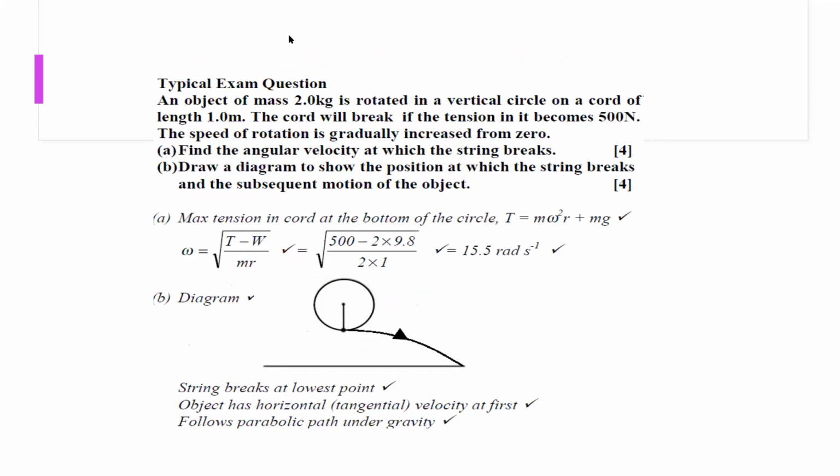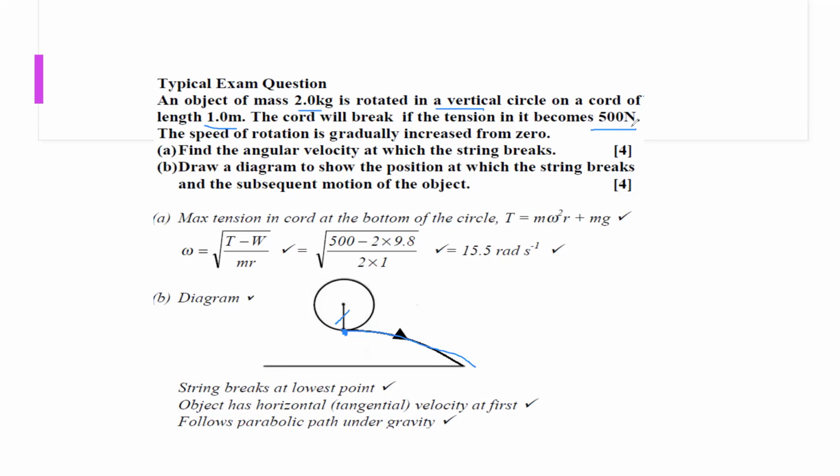An object of mass 2 kilogram is rotated in a vertical circle. So the object is moving in a vertical circle. Actually, what happens when the cord breaks, the object will move tangentially to the curved path. It's rotating in a vertical circle on a cord of length 1 meter. So the length of the cord is 1 meter. The cord will break if the tension becomes 500. So if tension is 500, the cord will break. The speed of rotation is gradually increased from 0. Find the angular velocity at which the string breaks.